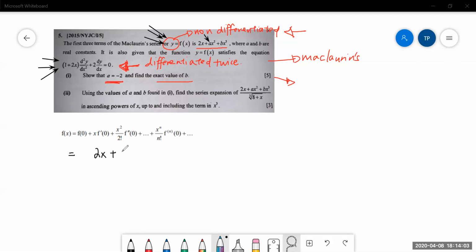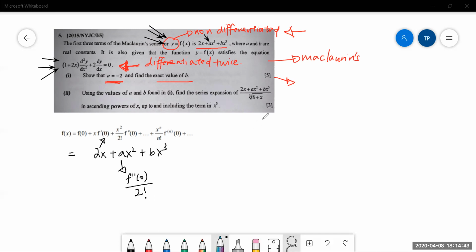So this is 2x plus ax squared plus bx cubed. From here we can tell that this 2 represents our f prime 0. Then our a here will represent our f double prime 0 over 2 factorial. Make sense? Okay.